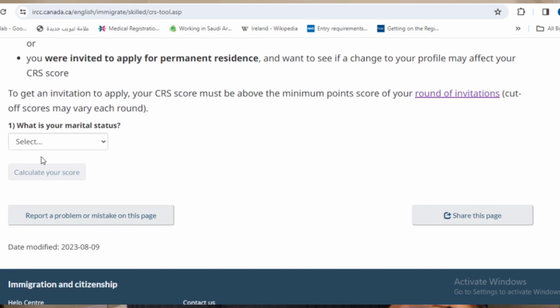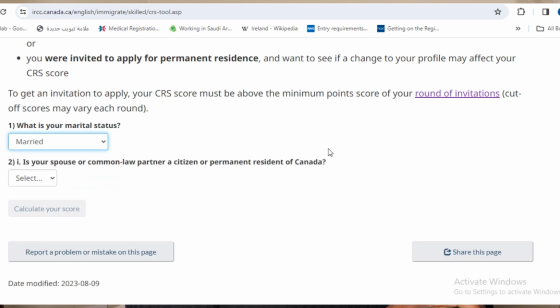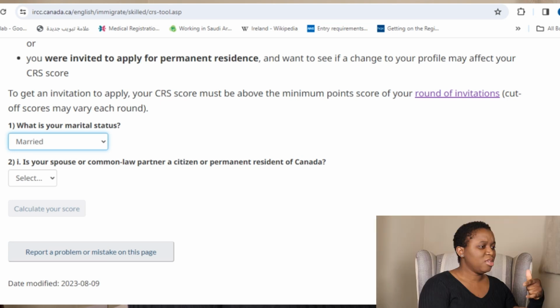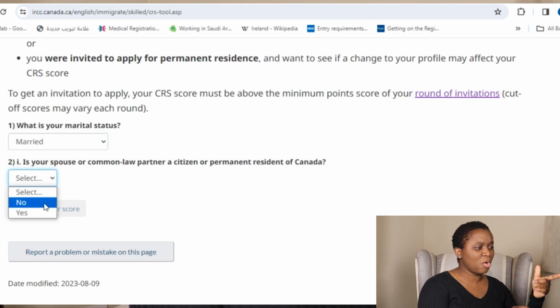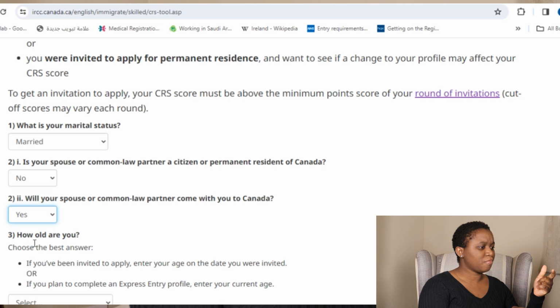The first question here is, what is your marital status? If you're married, you click married. If you're not married, you say you're single or divorced or whatever your marital status is. Is your spouse or common law partner a citizen or permanent resident of Canada? That's a yes or a no, depending on your situation. Will your spouse or common law partner come with you to Canada? That's either a yes or a no.